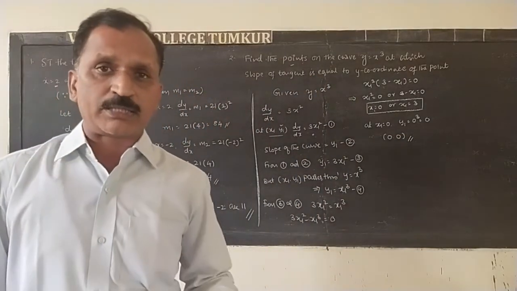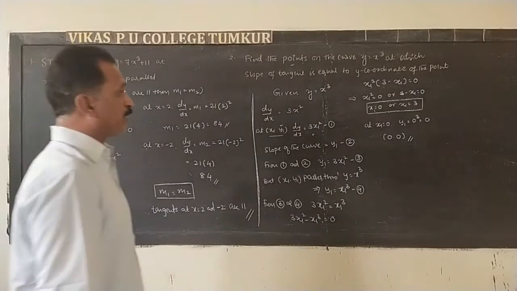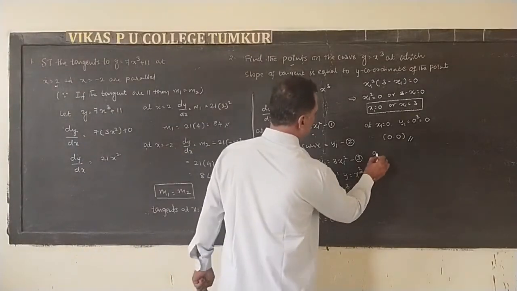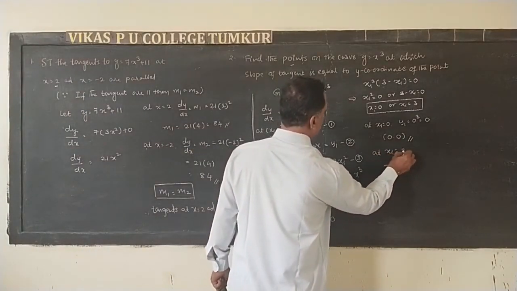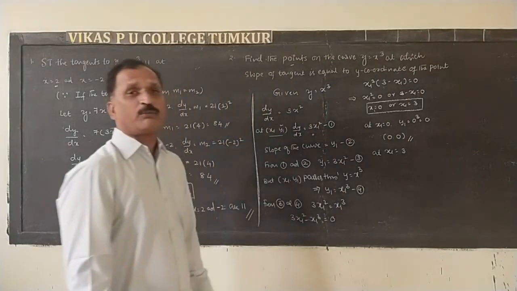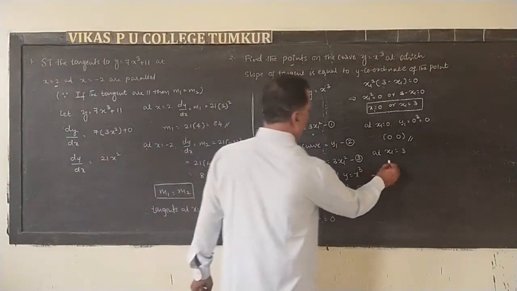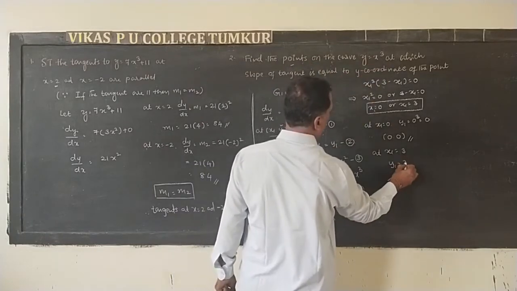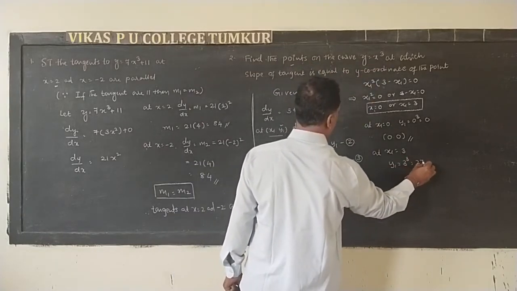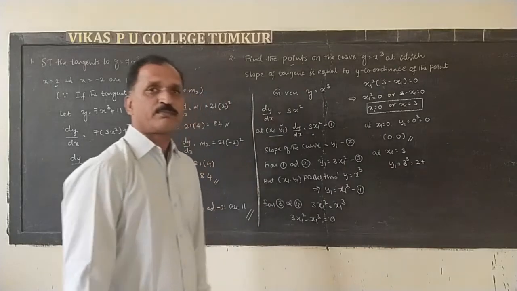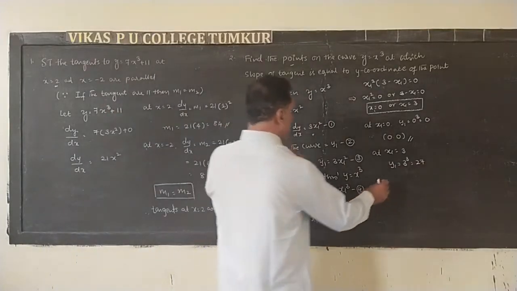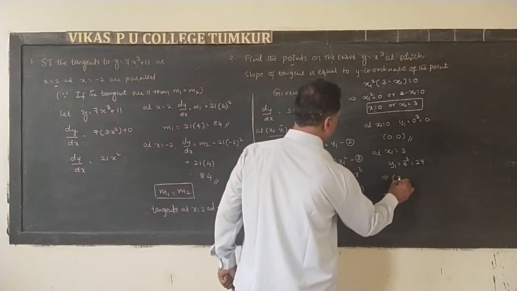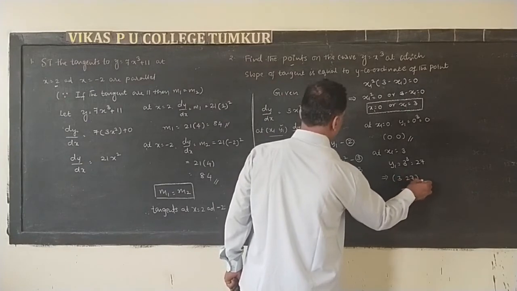I want to calculate the second point also. At x1 is equal to 3, what is the value of y1? y1 is equal to 3 cube. Correct? This should be equal to 27. So the next point of contact of the tangency is (3, 27).